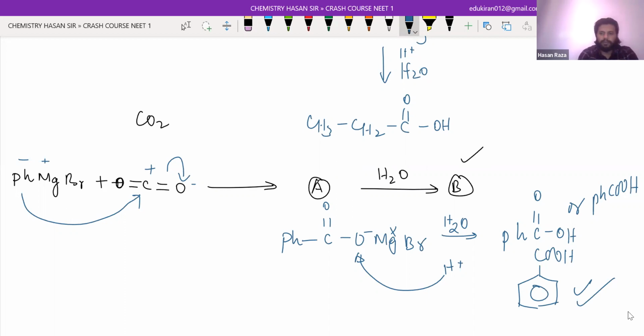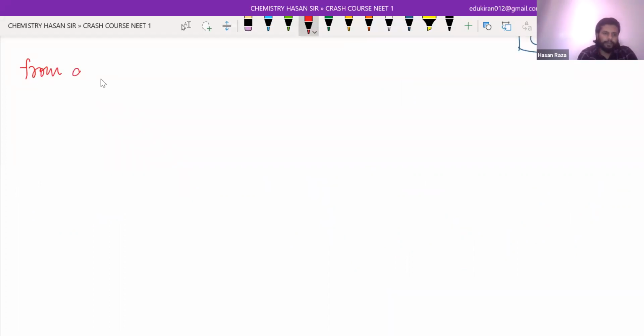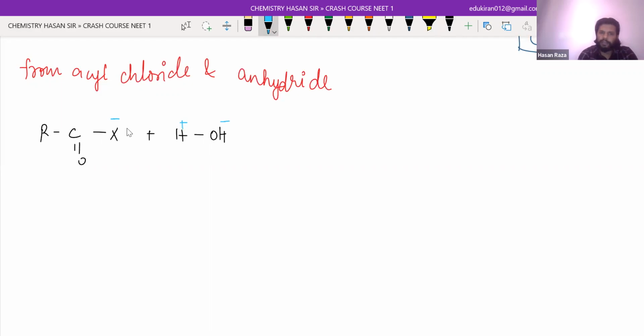Okay. The next preparation is from acyl chloride and anhydride. Very easy. We just need to do the hydrolysis and you will get your answer. If you have acyl halide and you react it with water, you know that water has two parts, plus and minus. X is more electronegative, so this negative will go to the positive and you will be getting carboxylic acid.